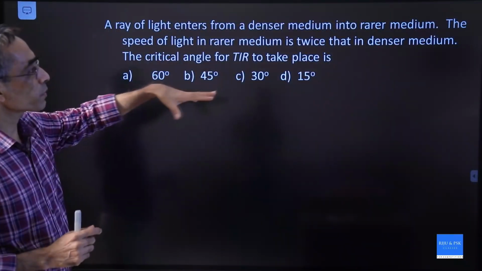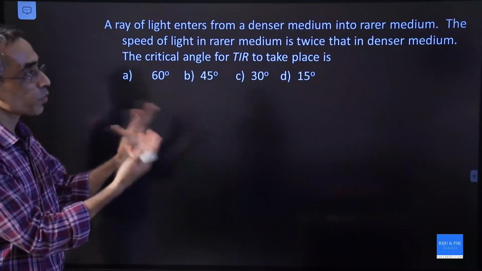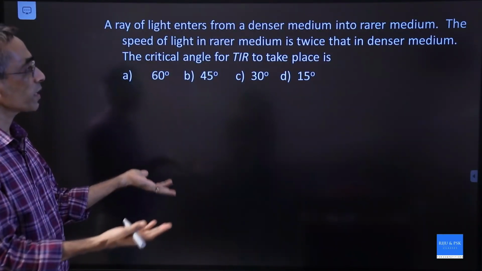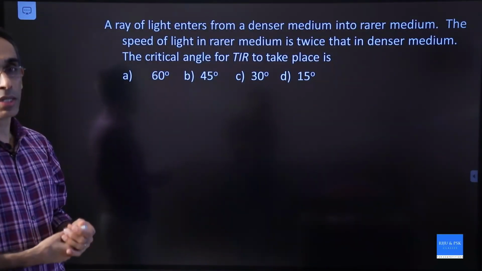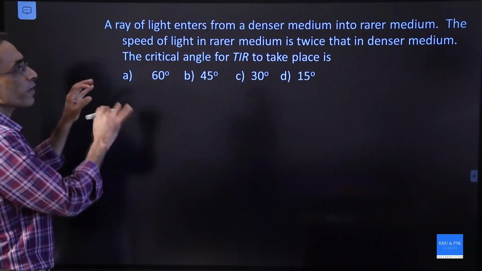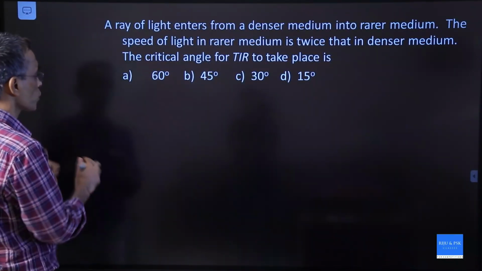A ray of light enters from a denser medium to rarer medium. The speed of light in rarer medium is twice that in denser medium. What is the critical angle for TIR to take place? Okay. Now, never worry about denser, rarer and all, because this is a very straightforward one. I will say how to do this thing.